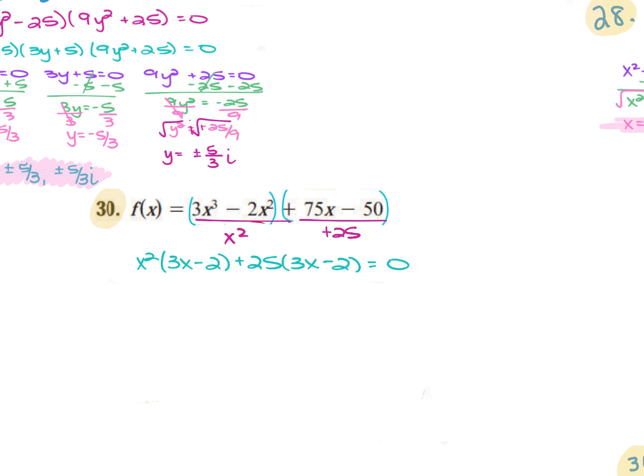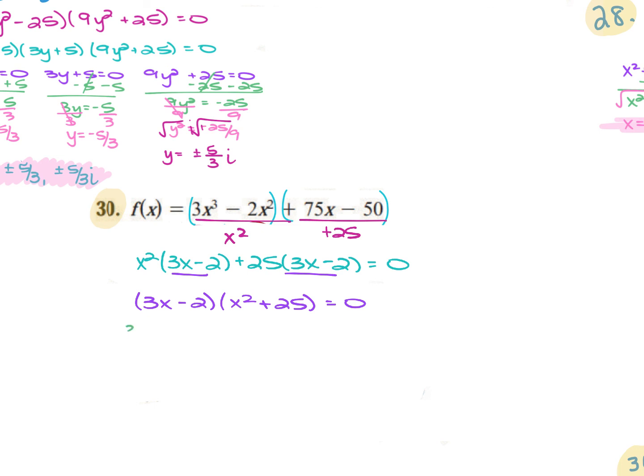So from here, since your 2 sets of parentheses that are left over are identical to one another, the 3x minus 2, you're going to rewrite one of those one time, and then you're going to form another set of parentheses with what you factored out as your greatest common factors. So x squared and the positive 25. You cannot factor either of these sets of parentheses any further, so set them both equal to 0 and solve.